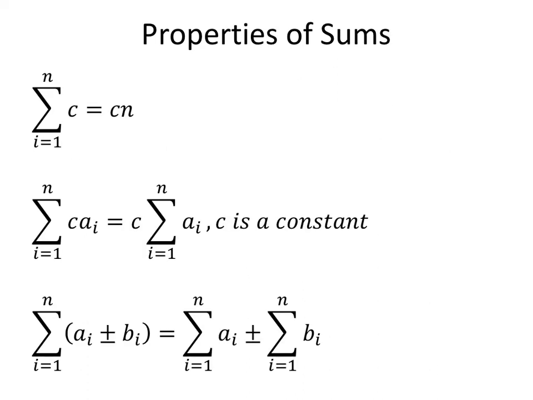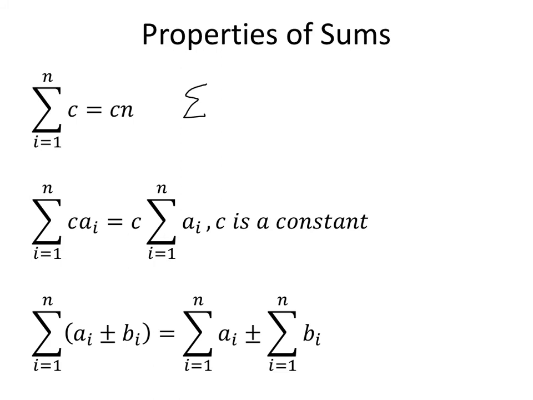Now let's look at some properties of sums. Okay, so these are some general rules that apply to sums. If I have the sum of a constant from 1 to n, that means I'm adding up n, however many number that n is, constants, right? So this is better seen here.